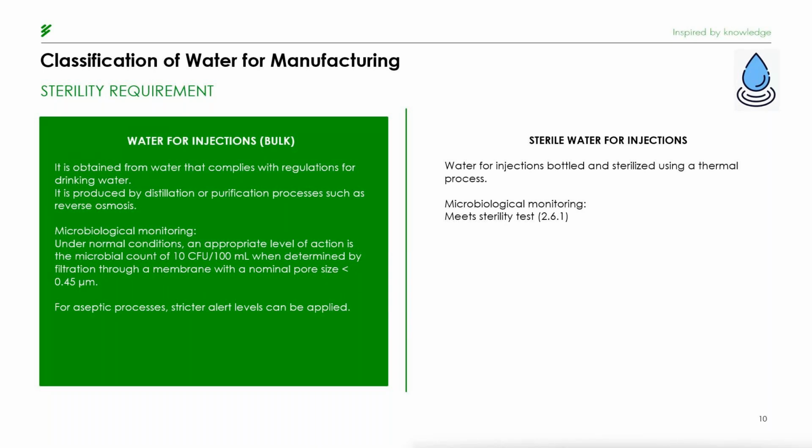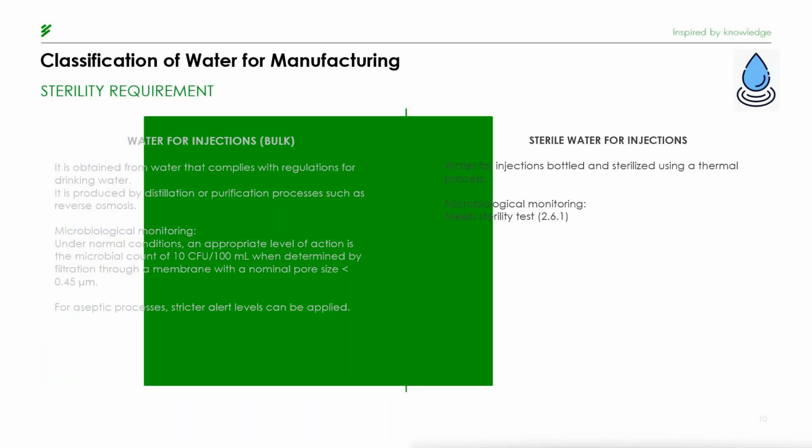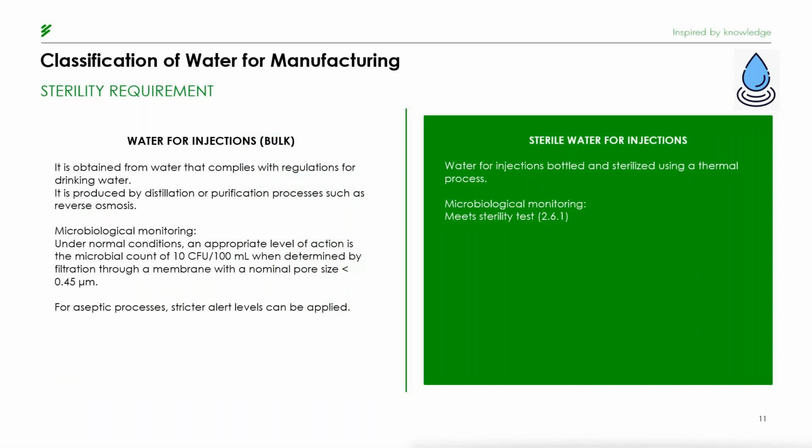When performed by membrane filtration, this membrane has a pore size less than 0.45 micron. For aseptic processes, of course, stricter levels could apply. On the other hand, we have sterile water for injections, which is the previous water only packaged and sterilized by heat under conditions that ensure compliance with the test for endotoxins. For microbiological monitoring, you must also comply with the sterility test.